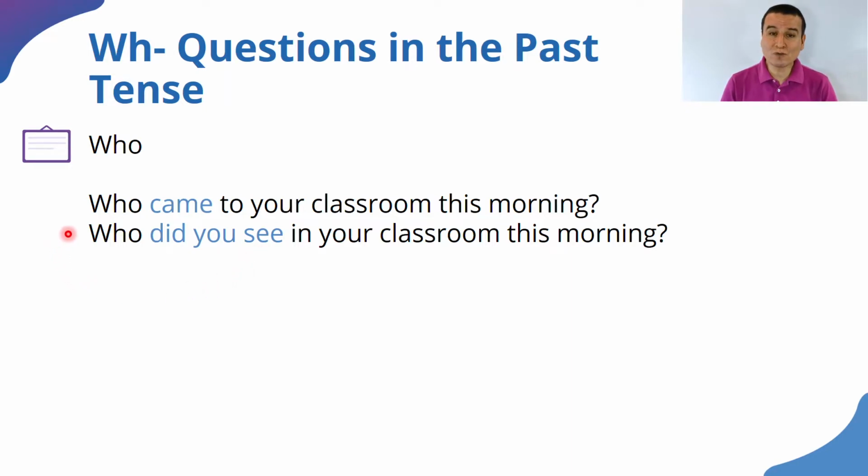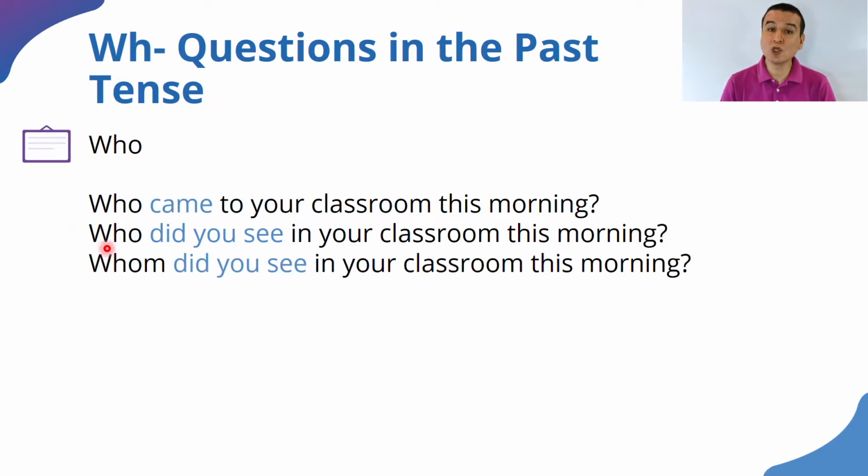In a more formal setting, sometimes when we are asking about the object of a verb, and it is a person, we may not say who did you see, but whom did you see. It is more formal. Not many people use it, but that would be, let's say, the grammatically correct form. But it is so common that people say who did you see that many people will not think that it is incorrect. All right?